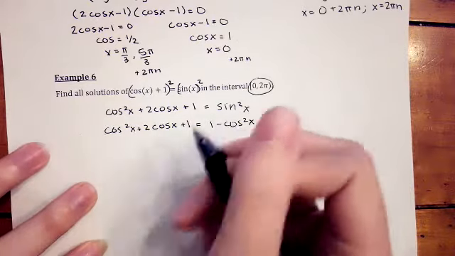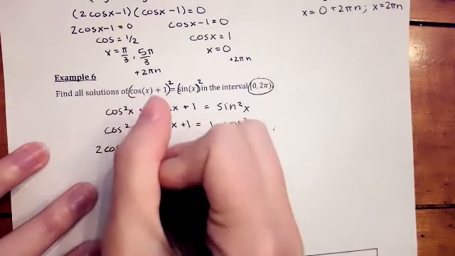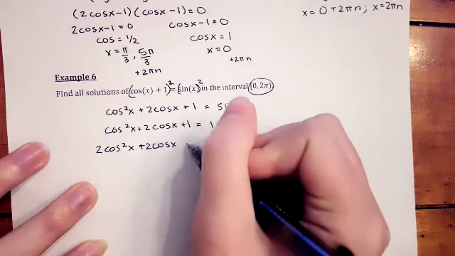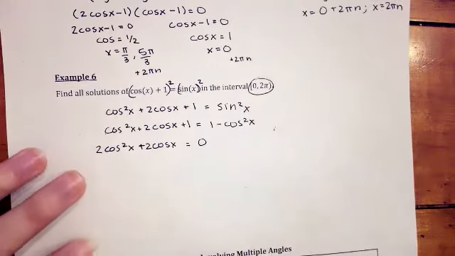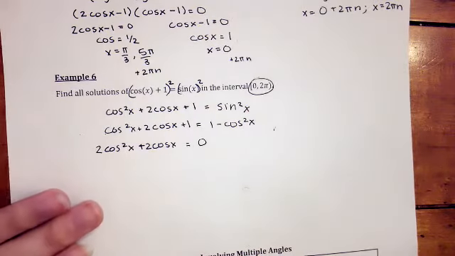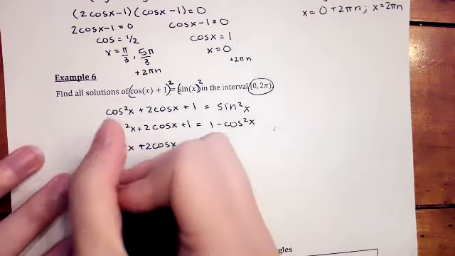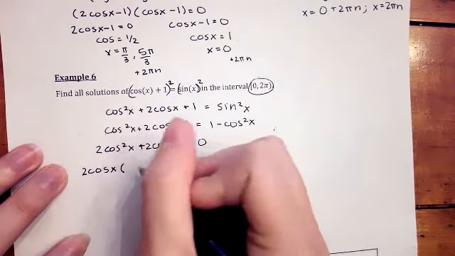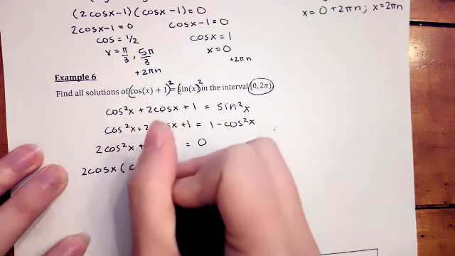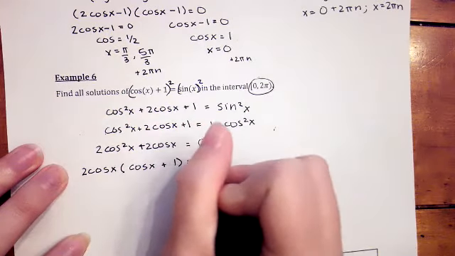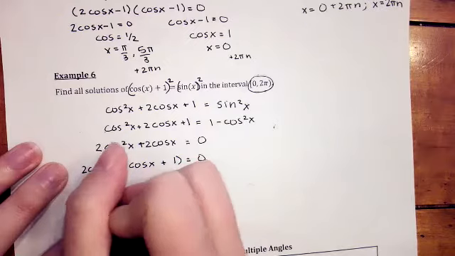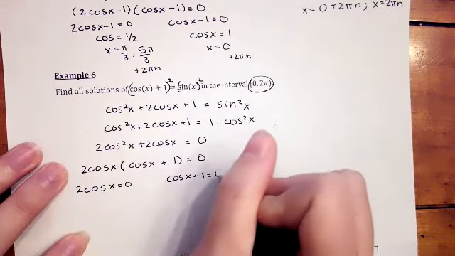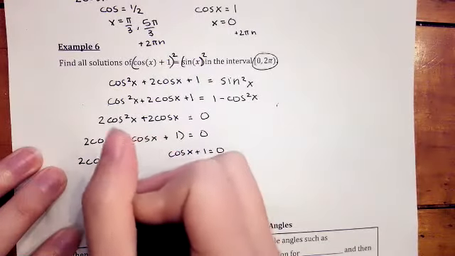Okay, now I can add these to the other side of the equation. So if I add cosine squared, I'll have 2 cosine squared. And I subtract this 1 over, and those will cancel, sorry. We can factor out a cosine because I have a cosine in each term. Actually, I have 2 cosine in each term. So here I'm left with cosine x plus 1. I can set each factor equal to 0 and solve for x.